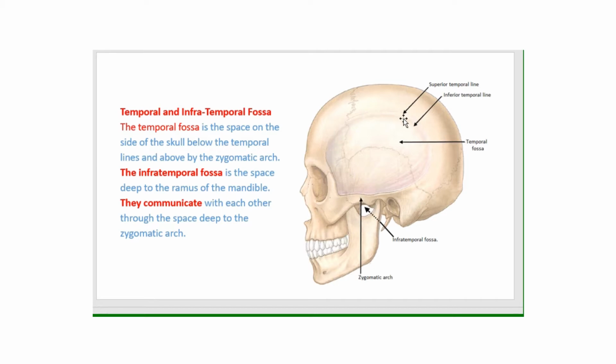This is the temporal fossa, bounded by the superior and inferior temporal lines, and the zygomatic arch below, present on the side of the skull. This is the infratemporal fossa, deep to the ramus of the mandible. Both the temporal and the infratemporal fossa communicate with each other through the space deep to the zygomatic arch.